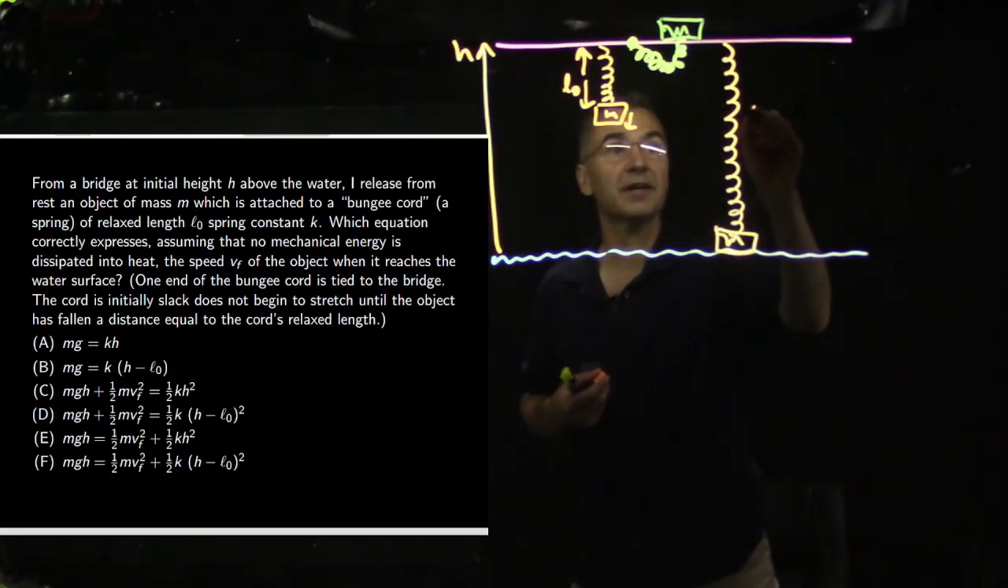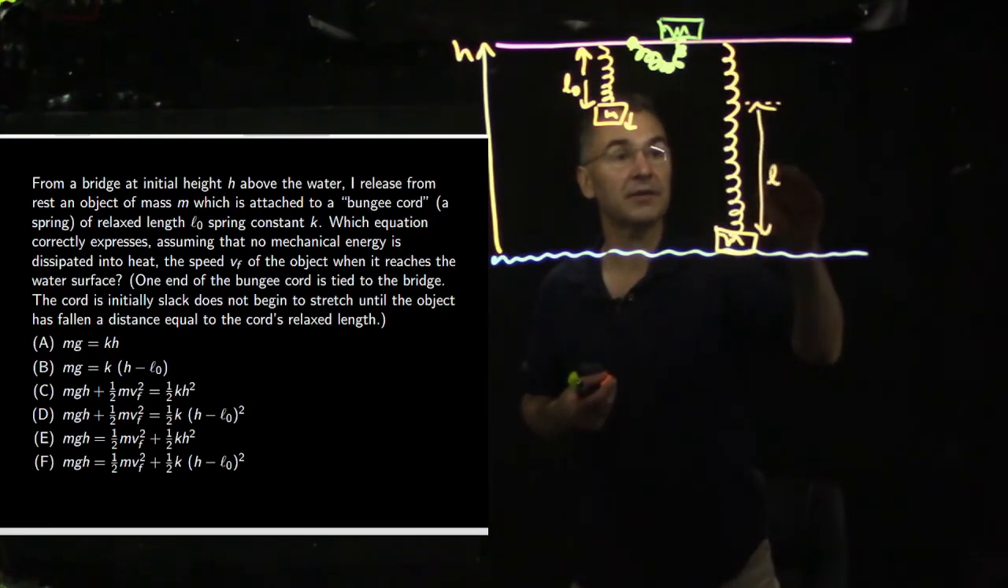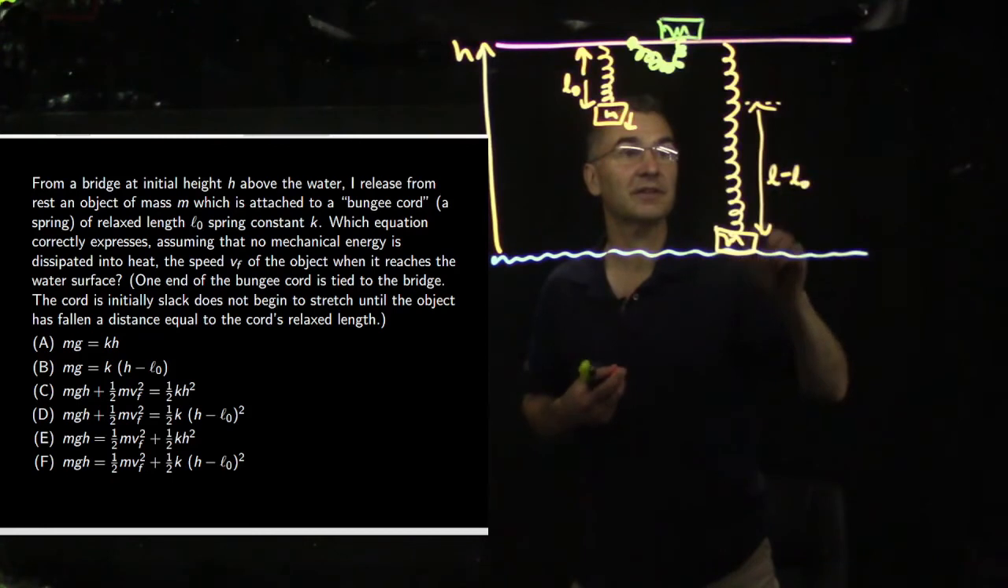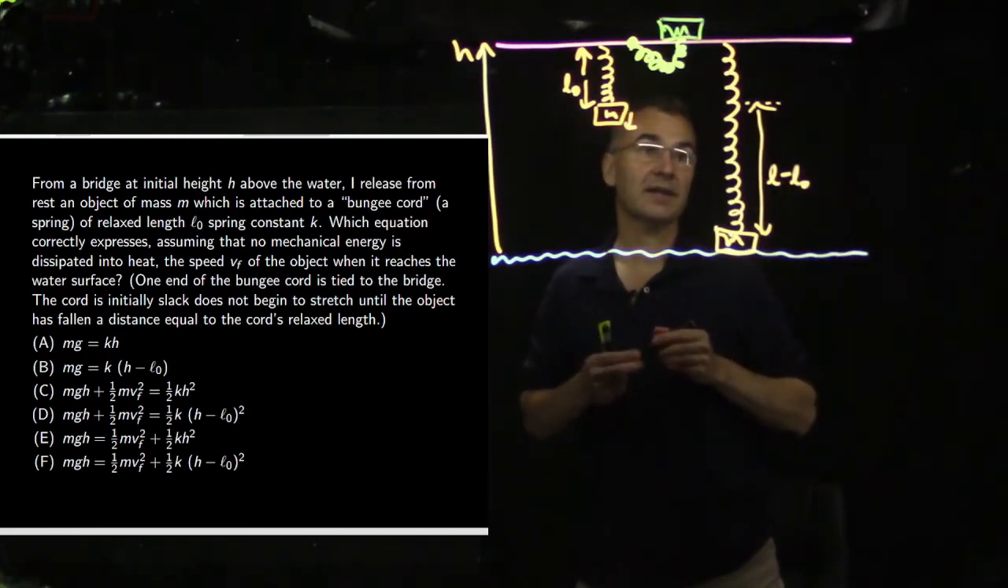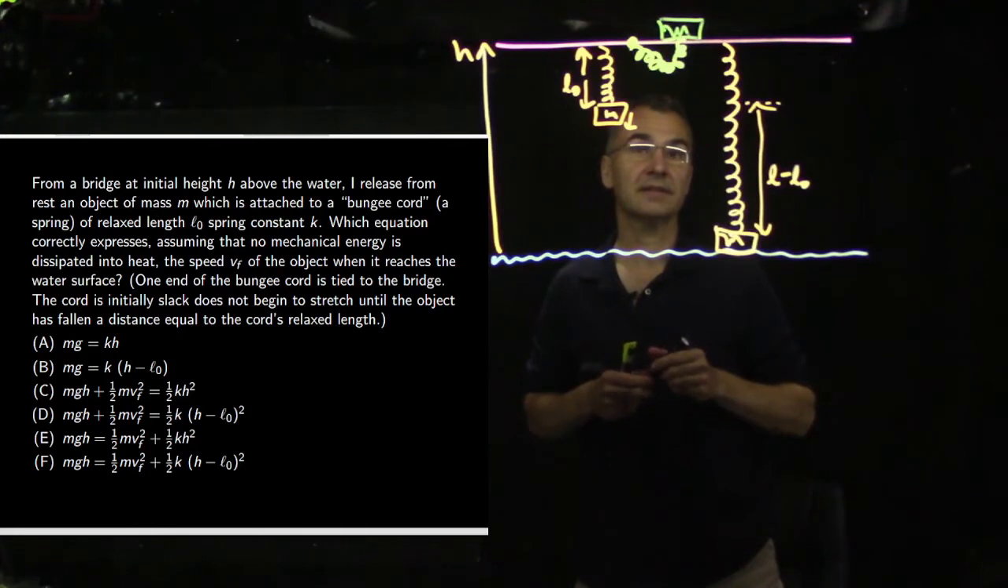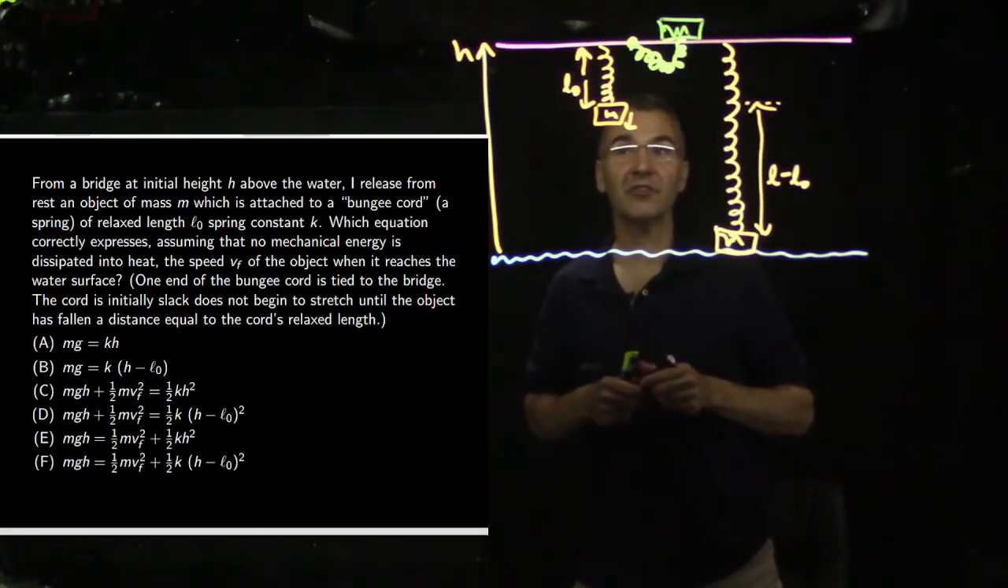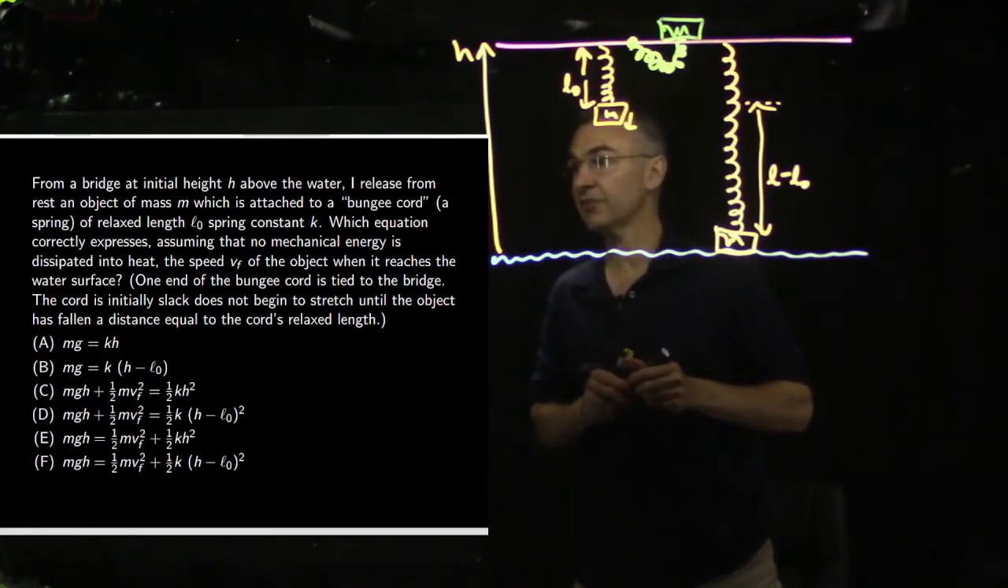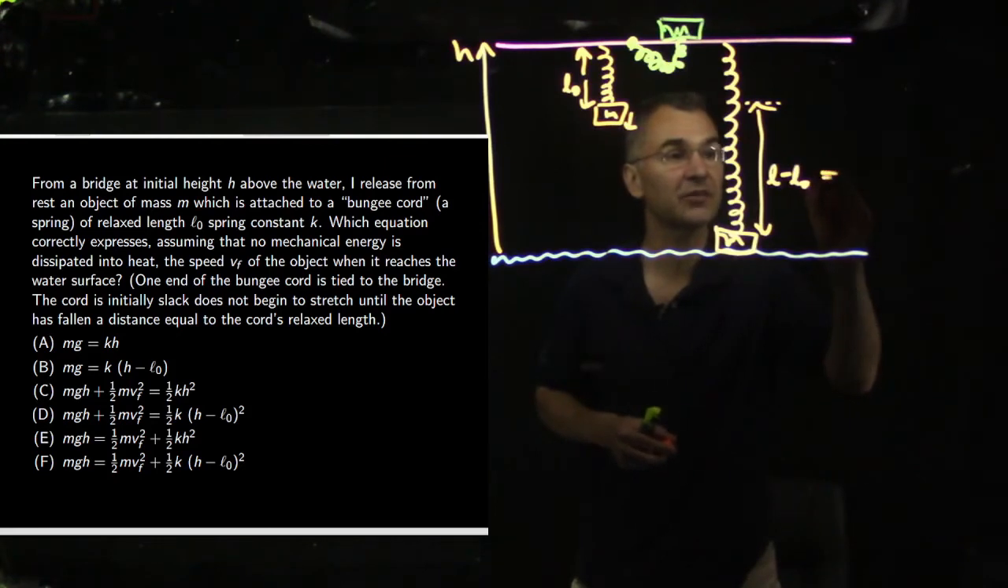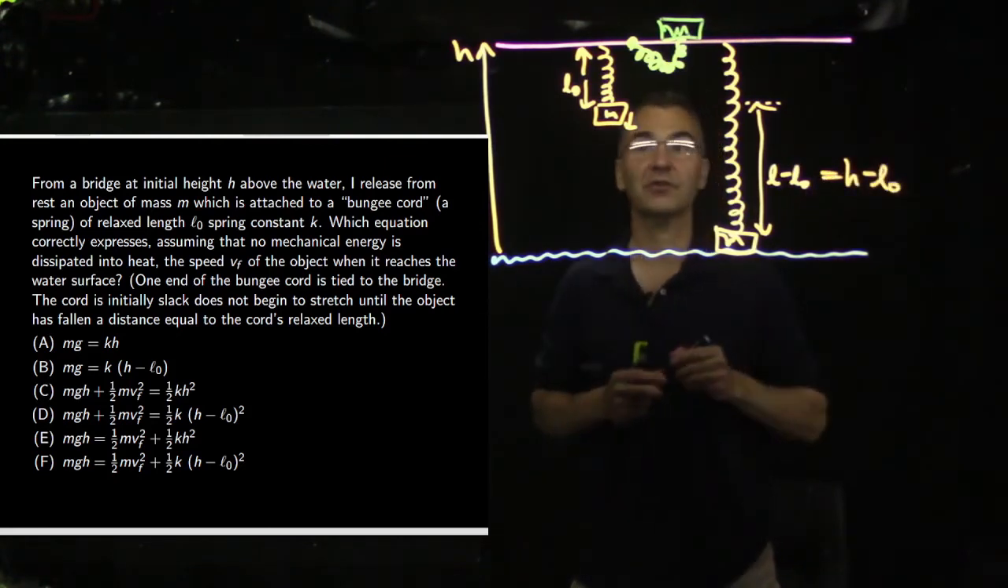So now somehow this distance must be L minus L0, right? It seems like somehow we've fallen a distance h, but the spring has not stretched by an amount h. The spring has probably stretched by an amount, it must be actually h minus L0. So it seems like this L minus L0 is the same thing as h minus L0.